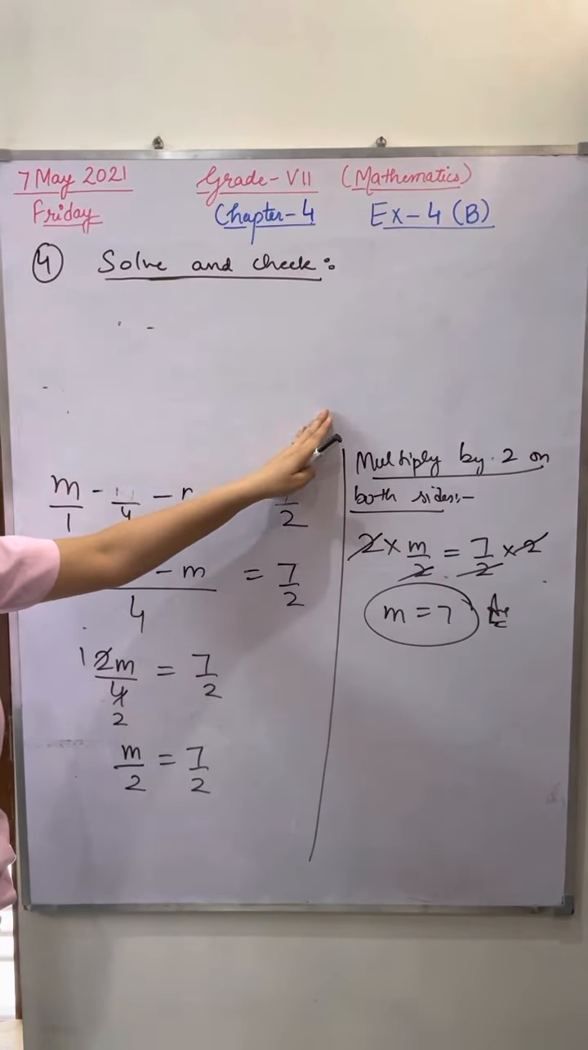11th part is 3 multiplied by n minus 1 is equals to 2n minus 11. Right? Okay.